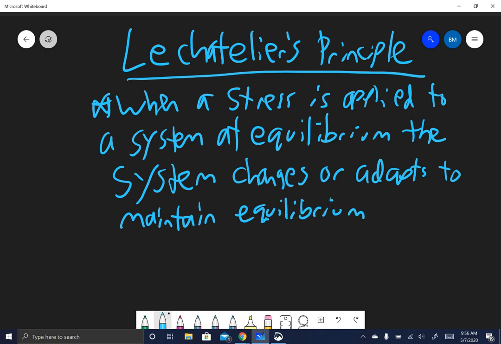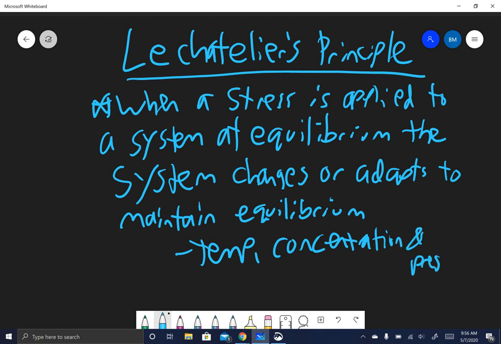And the stresses are temperature, concentration, and pressure. So sorry this is messy, but what else is new, right? So that's supposed to be an R there. All right, temperature, concentration, pressure. So when a stress is applied to a system at equilibrium, the system changes or adapts to maintain equilibrium.